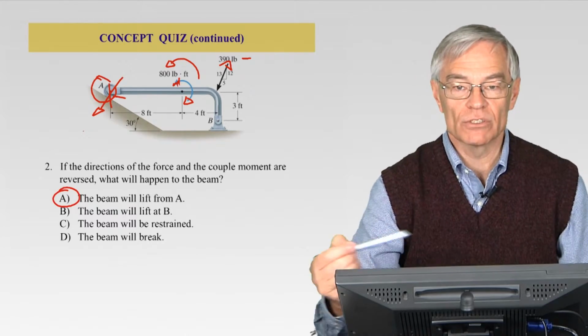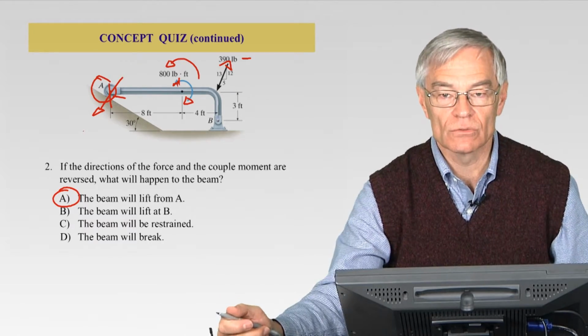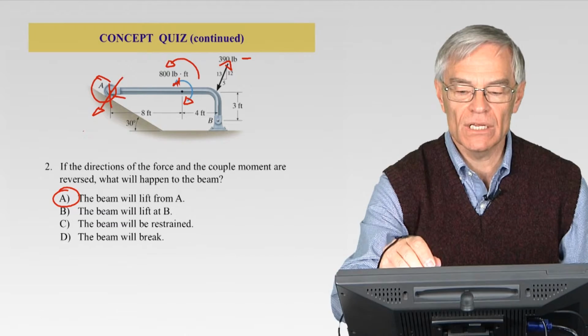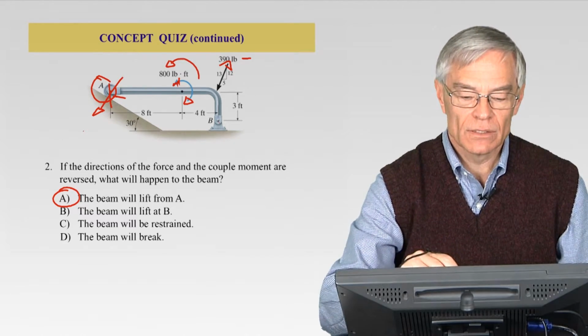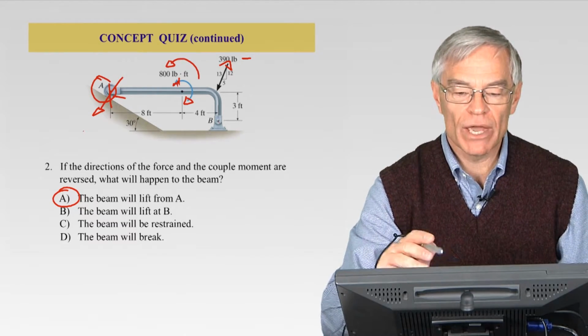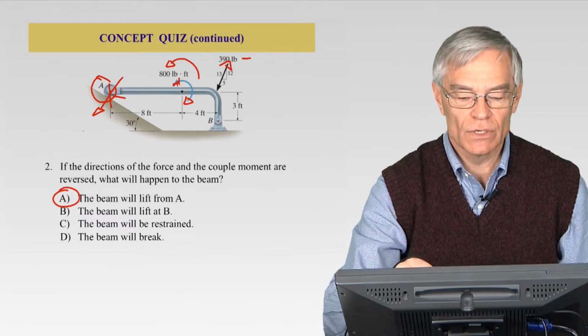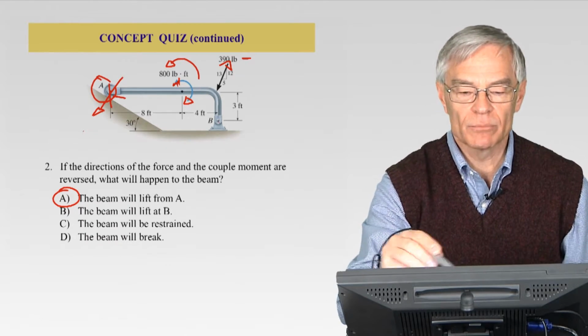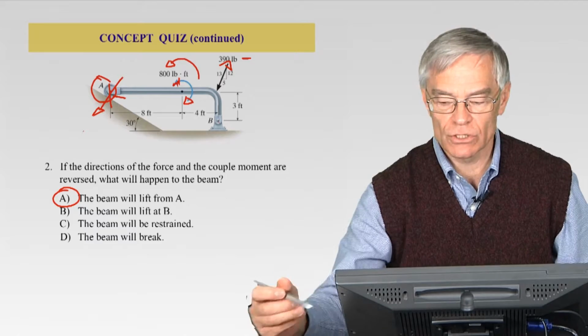We made it easy for you. We put the right answer first there. Cannot lift from B because it's pinned. The beam will be restrained? No, actually it won't be because it can move. The beam will break? Why would it break? Because it can move. If it can move, there's certainly no reason for it to break.